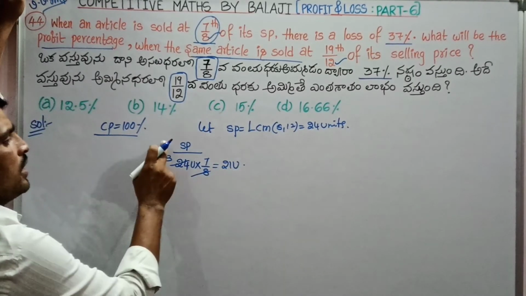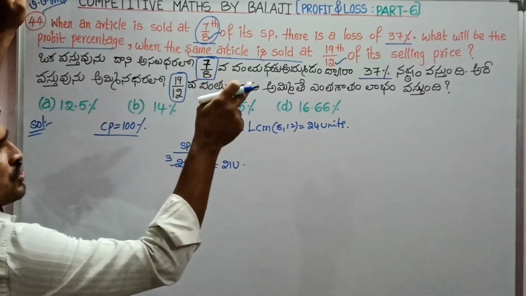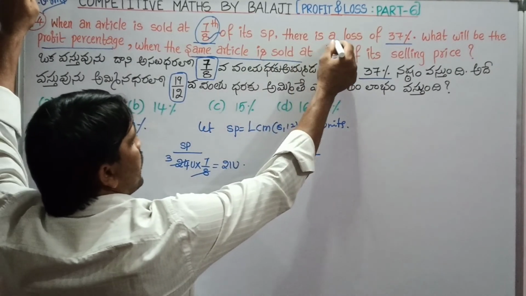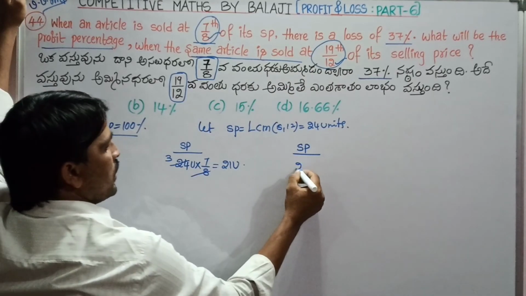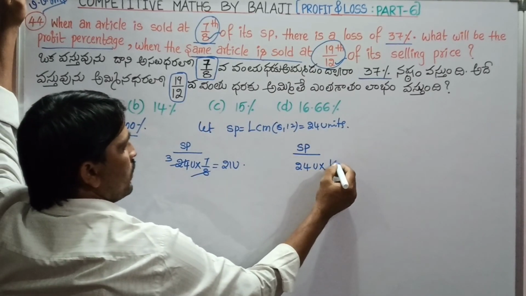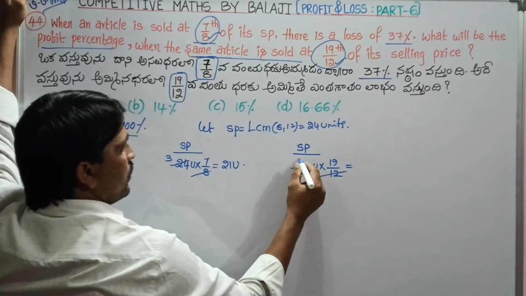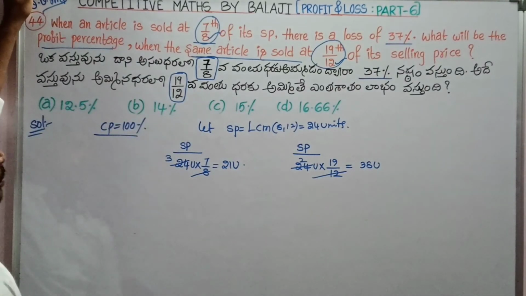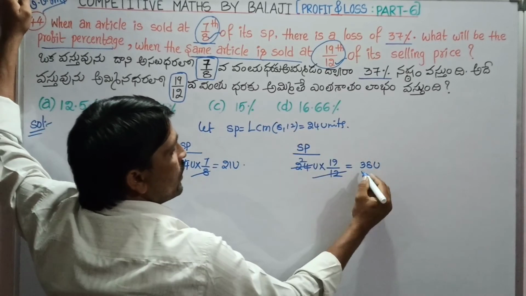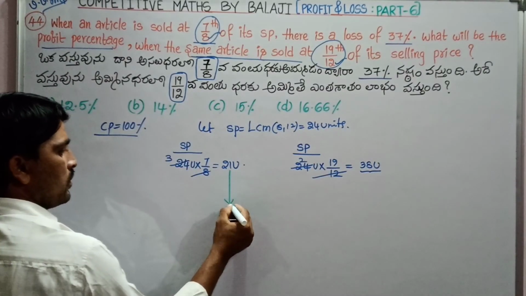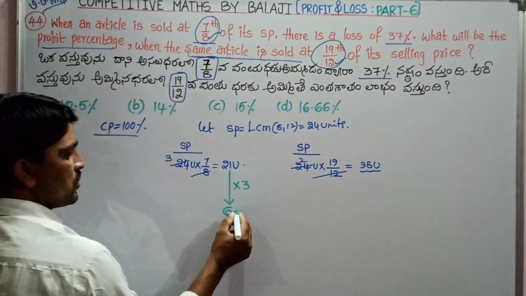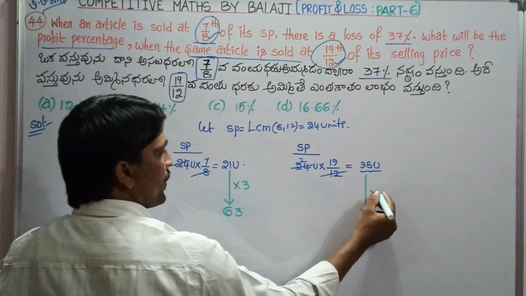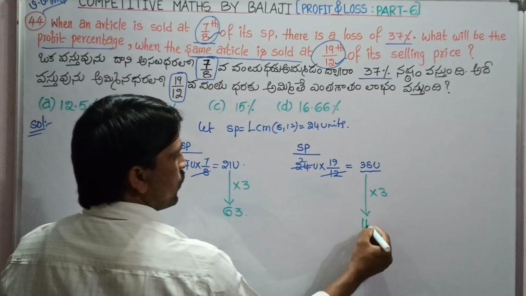So when the article is sold at 21 units, there is a loss of 37%. The same article, when it is sold at 19 by 12th of its selling price, that is SP is 24 units, then 19 by 12 times of 24 is 12 2s are 24, 38 units. Then what is the profit when the article is sold at 38 units? Consider 3 times of 21, that is 63. Here also consider the same operation, 3 times of 38, that is 114.